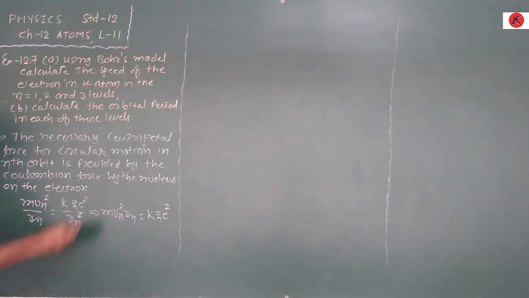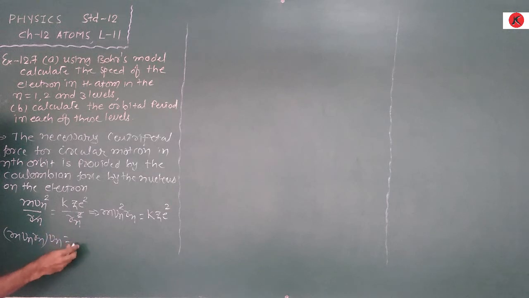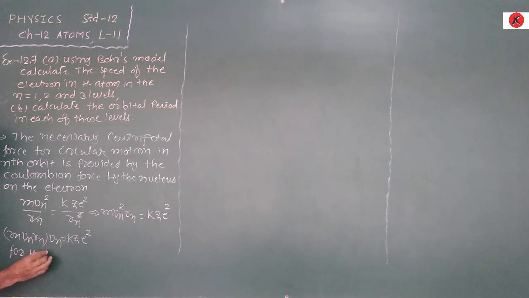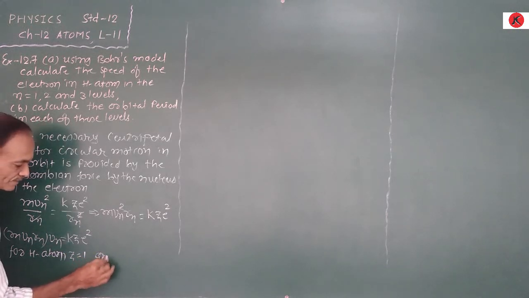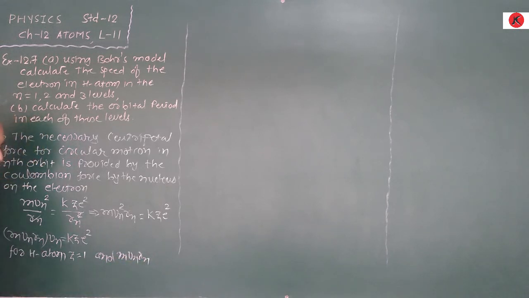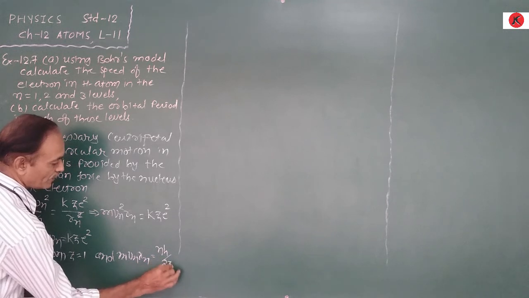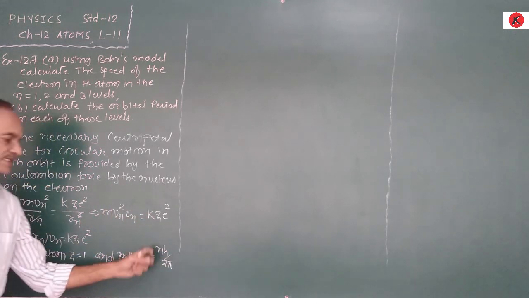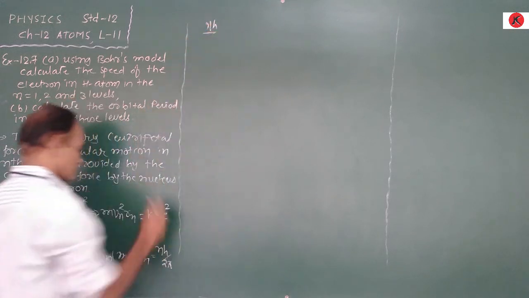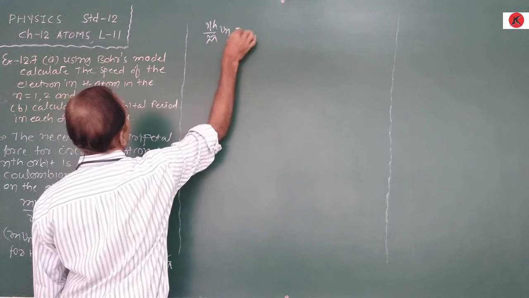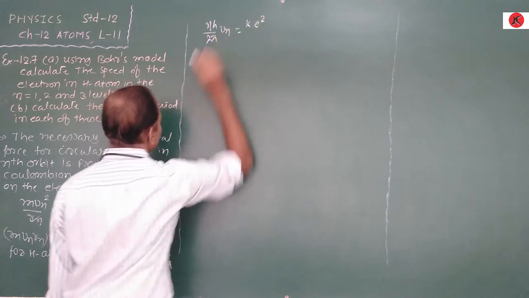Taking r_n here, the left hand side is written as m v_n r_n into v_n, which is equal to k Z e square. For hydrogen atom, Z is equal to 1, and from Bohr's postulate, angular momentum m v_n r_n is an integral multiple of h upon 2 pi. Therefore, m v_n r_n is equal to nh upon 2 pi. Substituting in this equation, we obtain nh upon 2 pi into v_n is equal to k e square, with Z equal to 1 for the hydrogen atom.